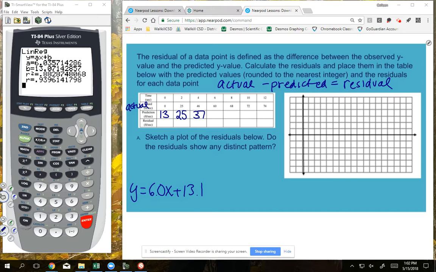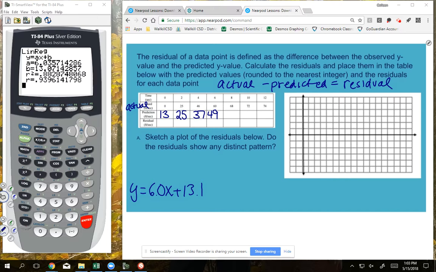Find it to the nearest whole number. Okay, so what is the predicted value when I plug in 6? Go ahead, Kyle. 49. Who agrees with 49?